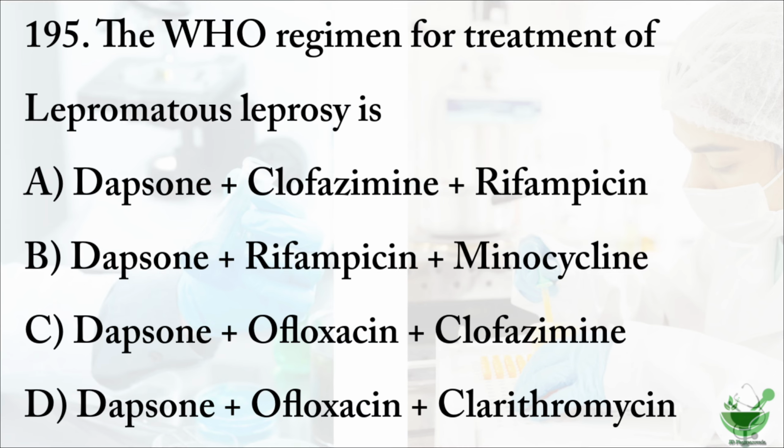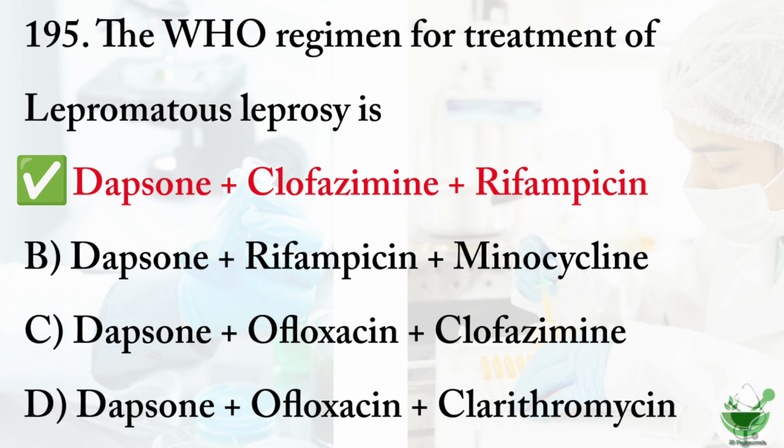Then question number 195. WHO regimen for treatment of lepromatous leprosy is. The options are option A, dapsone plus clofazimine plus rifampicin, option B, dapsone plus rifampicin plus minocycline, option C, dapsone plus ofloxacin plus clofazimine, option D, dapsone plus ofloxacin plus clarithromycin. So the right option is option A, dapsone plus clofazimine plus rifampicin.